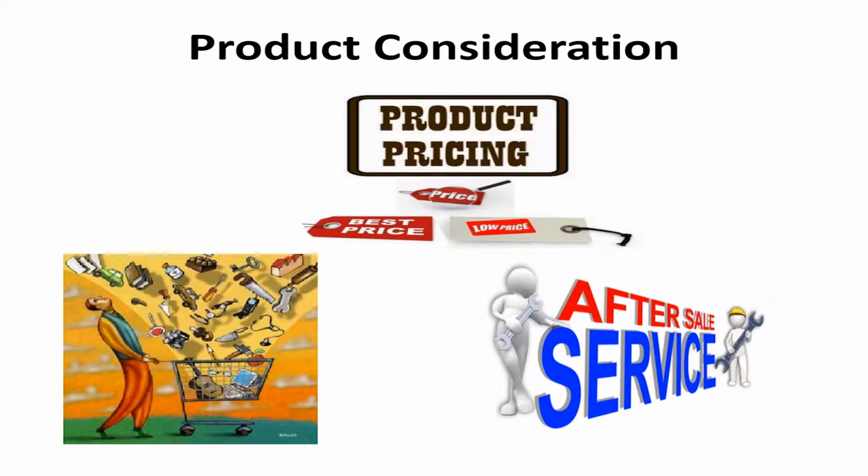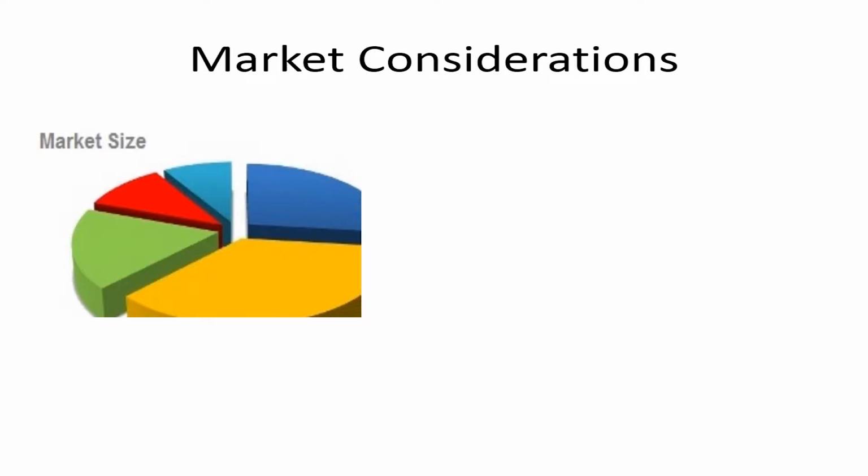The second factor is market consideration. The nature and size of the market and customers influence the decision of selecting channels of distribution. The following are the points we consider under this. First is market size. In considering market size, if the product is to be sold in a large market, then it requires a long channel of distribution. A limited market size will not require more middlemen.